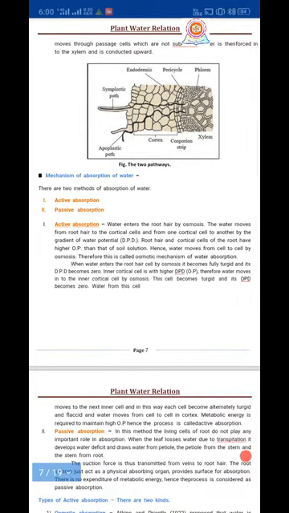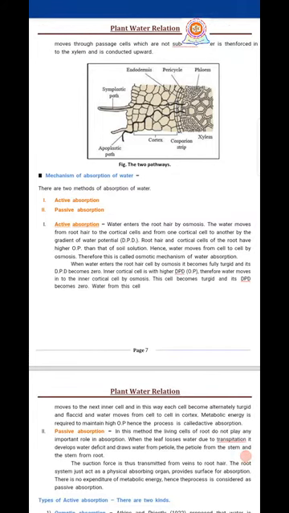Water enters the root hairs by osmosis. You know that water enters through the root hairs by the process of osmosis. The water moves from the root hair to the cortical cells and from one cortical cell to another by the gradient of water potential. Because of that, the water moves from one cortical cell to another cortical cell.